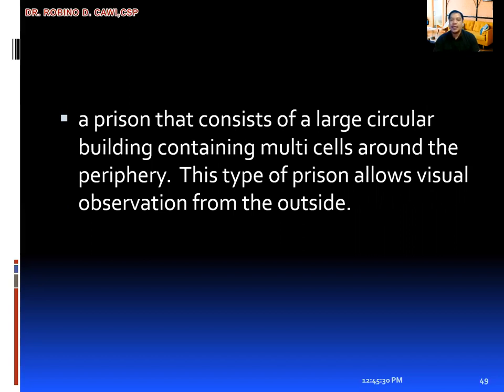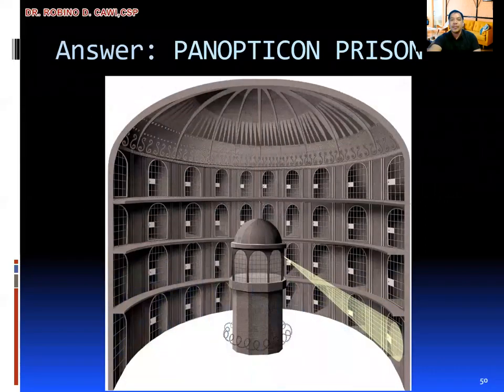The idea here is that if the activities of the inmates are seen around the clock, then definitely they will comply with all the prison rules and regulations. So the answer for this particular question is no less than the Panopticon prison.